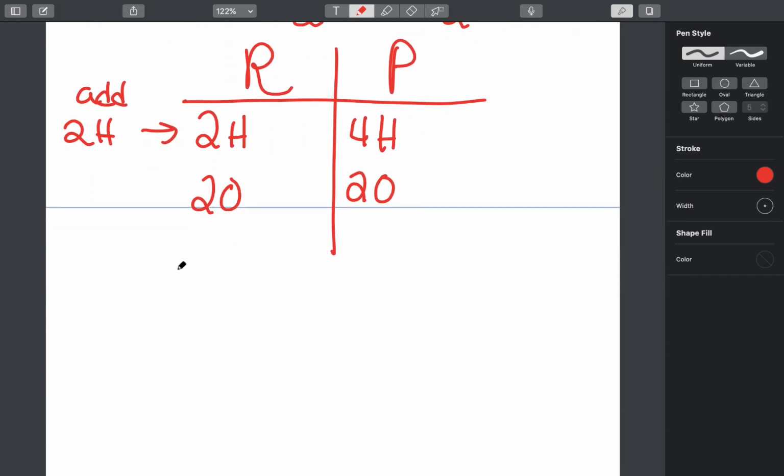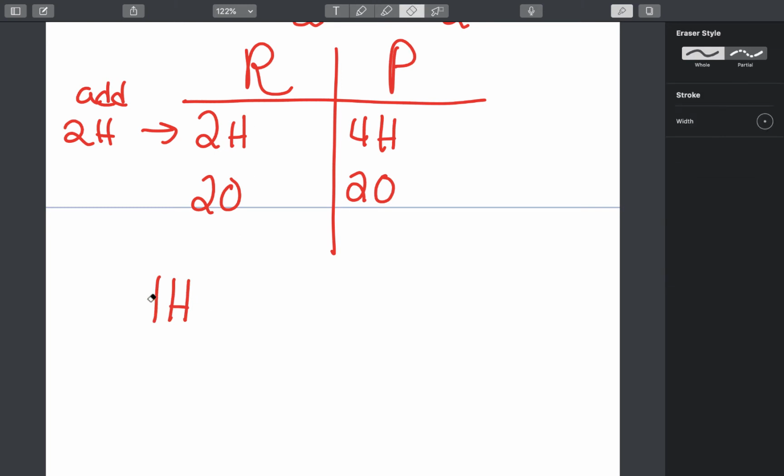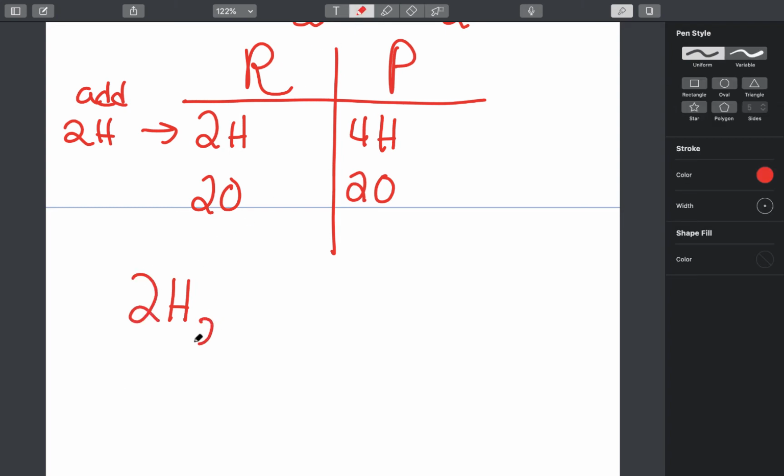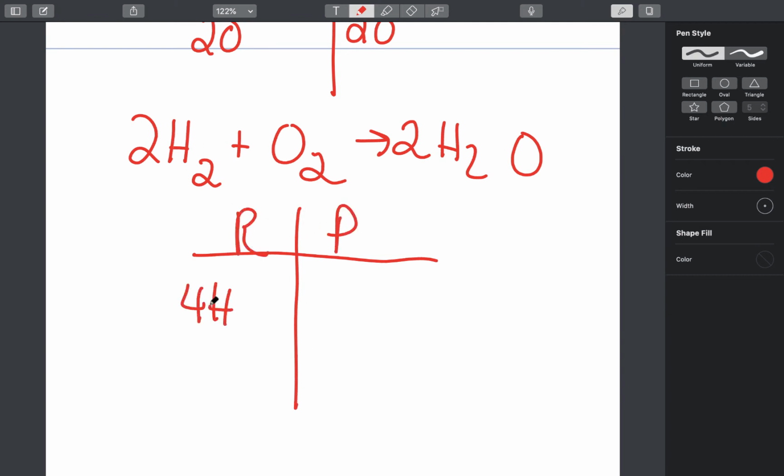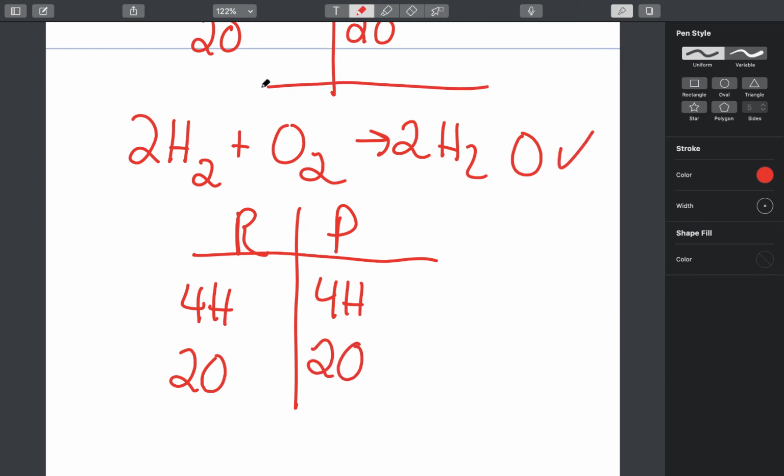So therefore, our next equation would be 2H2, not 4. Okay, so 2H2 plus O2 goes to 2H2O. So now let's see if this equation is balanced. So let's draw our little table. So we have 4 hydrogens on the reactant side, 2 oxygens on the reactant side. We have 4 hydrogens on the product side, and 2 oxygens on the product side. So this is the balanced equation.